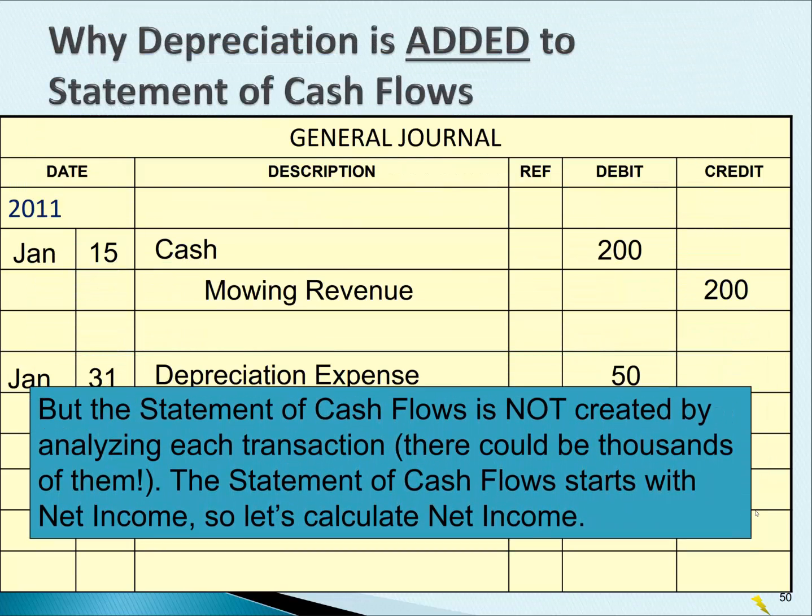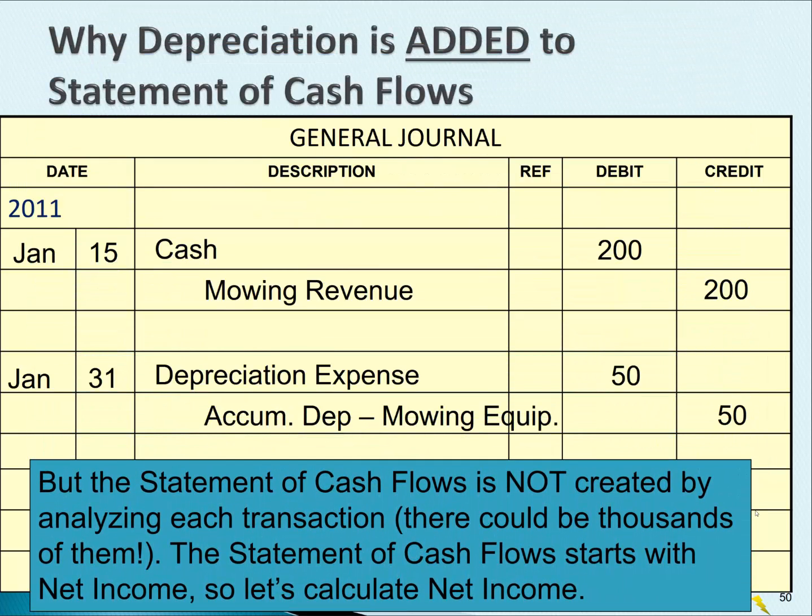But we do not create a statement of cash flows by going through all the journal transactions looking for cash. There could be thousands of transactions, maybe hundreds of thousands. So to keep our calculations pretty simple and not so time consuming, the statement of cash flow starts with net income. So let's calculate net income.